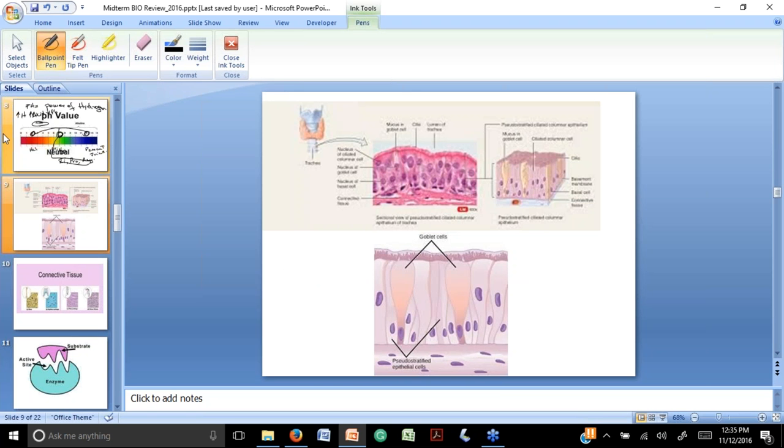So here we have the pseudostratified epithelium. Here we have the goblet cell. This goblet cell at the beginning was like this guy, the columnar cell, but they differentiate. And you can see the cilia, and this mucus is coming from the goblet cells.